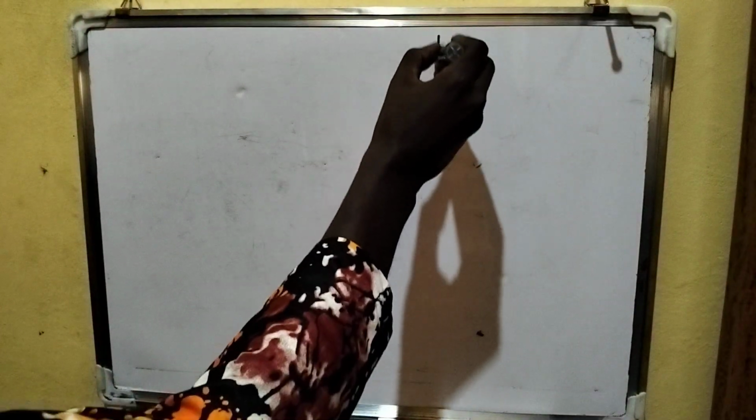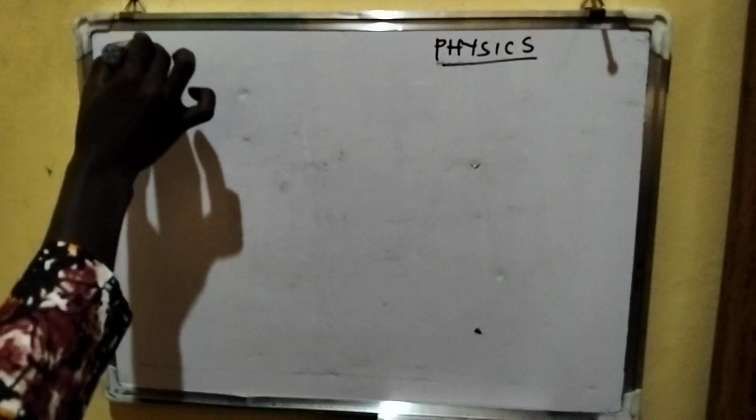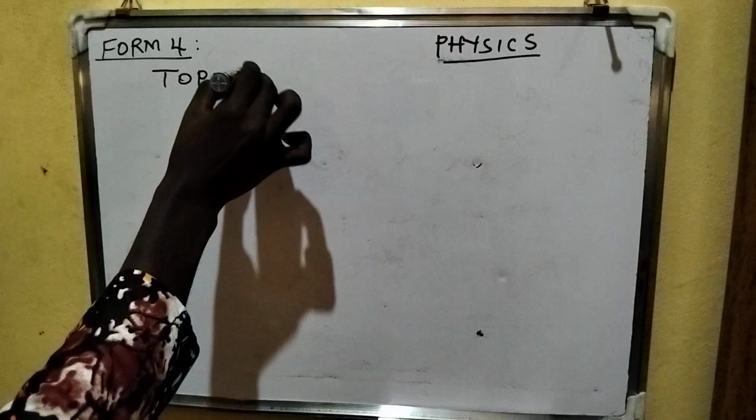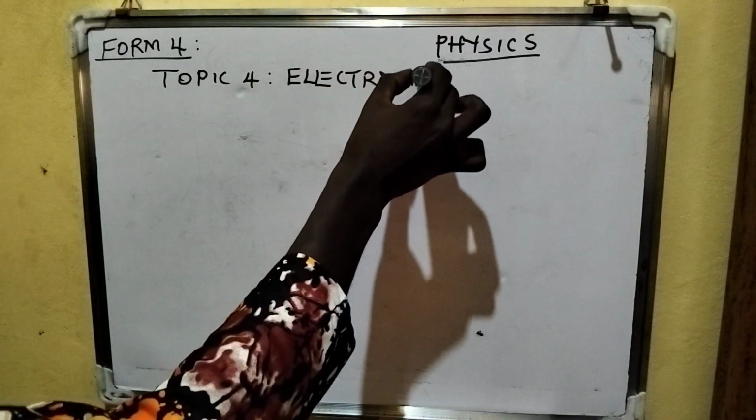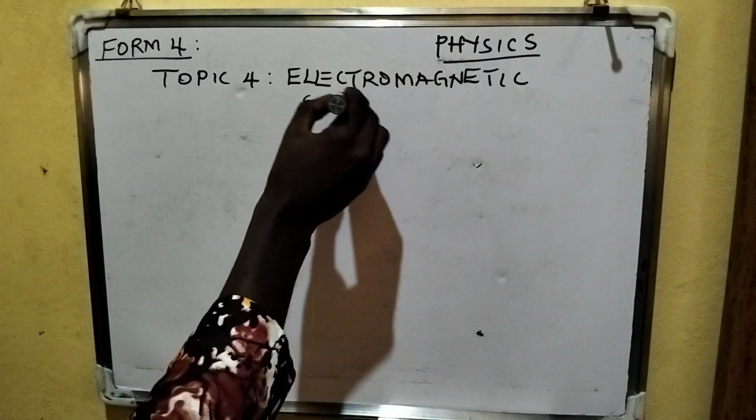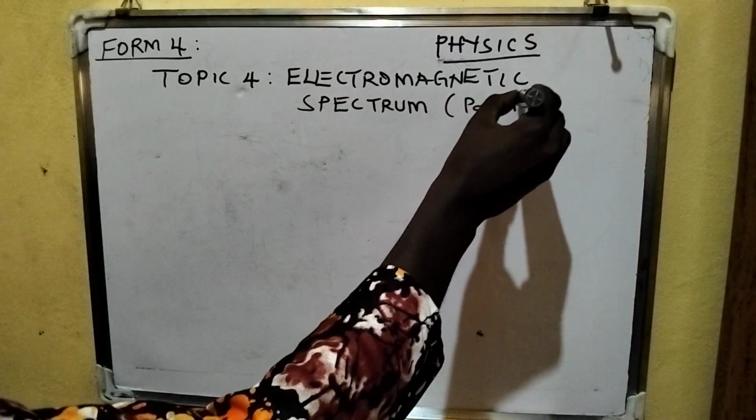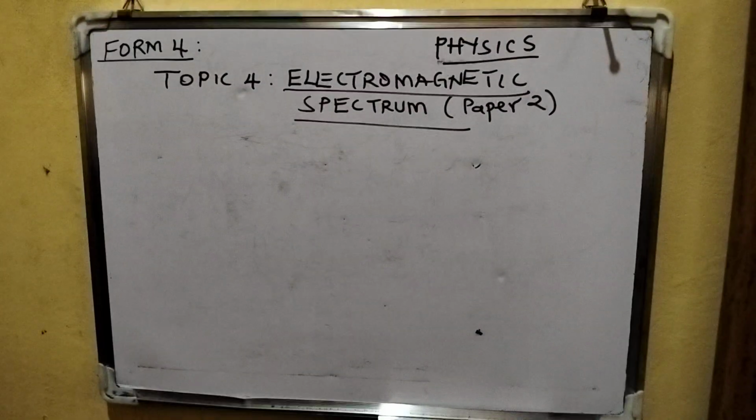Our tutorial of today's physics, and I would like us to discuss topic 4 of the Form 4 syllabus. Topic 4 in the Form 4 syllabus is called electromagnetic spectrum. This topic is basically examined in paper 2. Electromagnetic spectrum is examined in paper 2 physics. Now, let us look at the introductory bits of this particular topic.